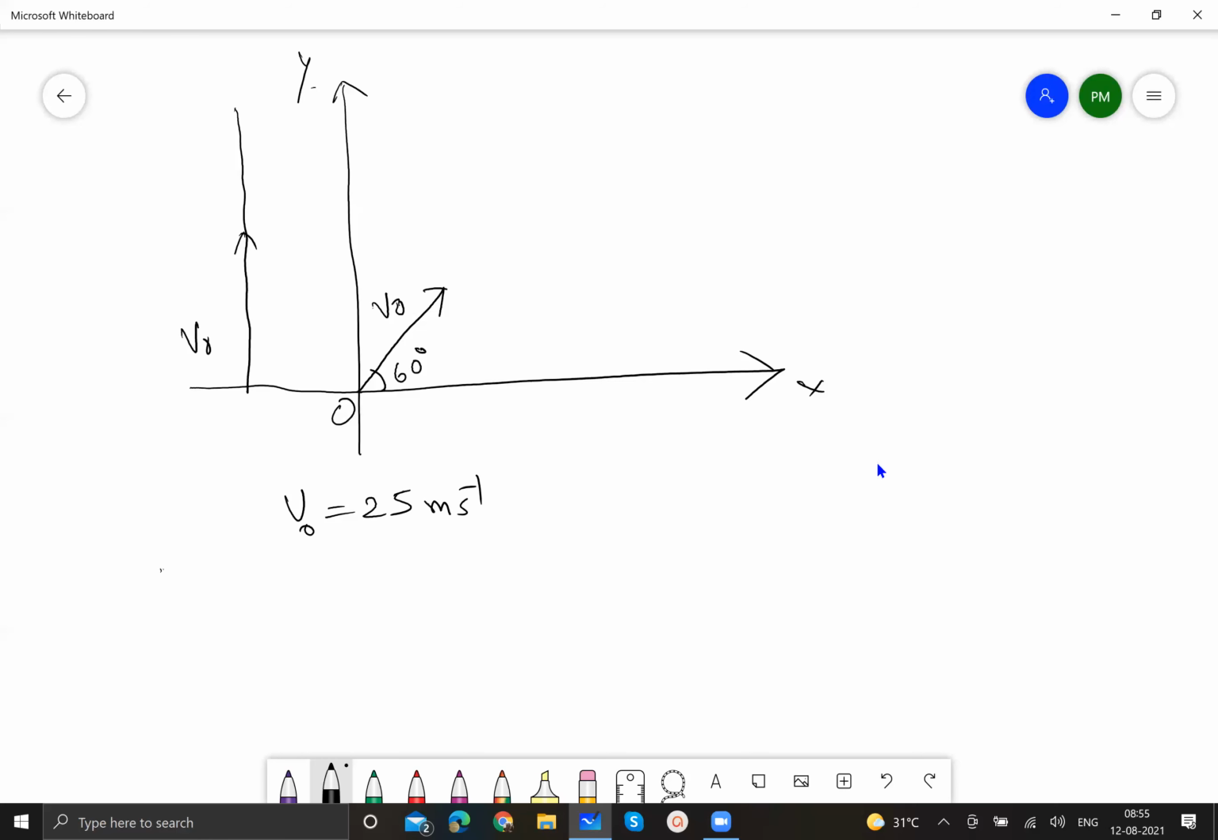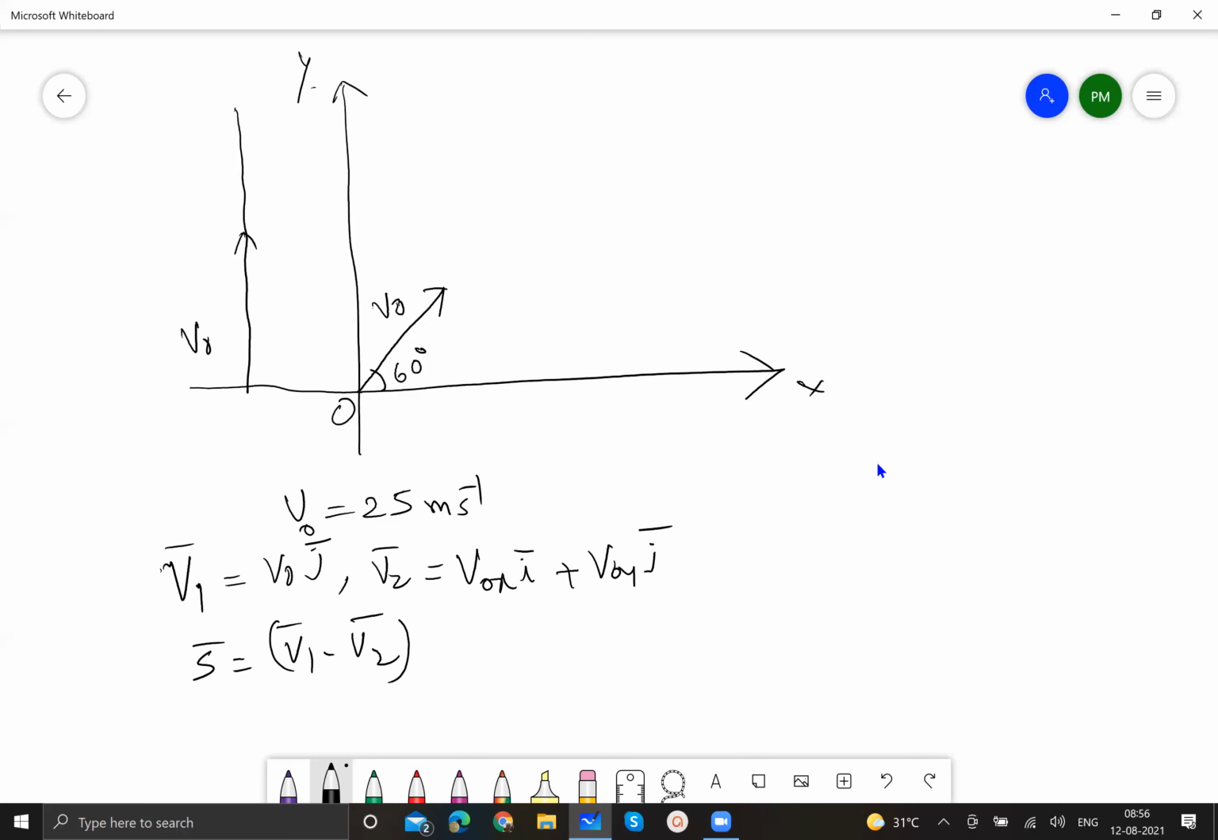So first one is V1 bar is V0 j bar. V2 bar is V0 cos theta i bar plus V0 sin theta j bar. And the displacement is the distance between them. The displacement between the two positions after the given interval of time is the relative velocity multiplied by the given time interval.